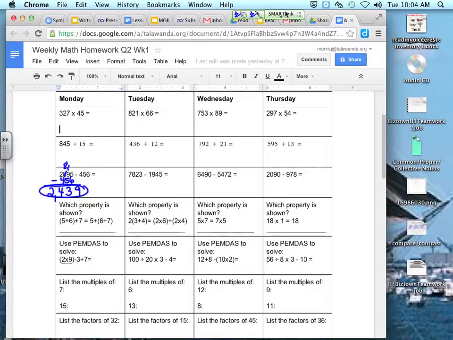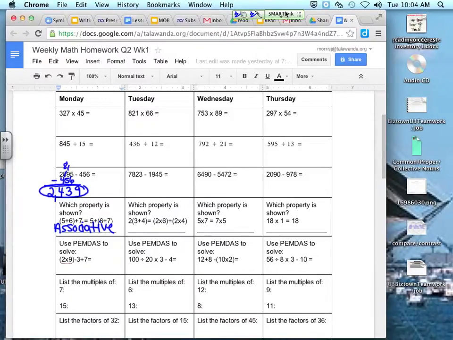Which property is shown here? We had 5 plus 6 in parentheses plus 7, and they moved the parentheses. Are they changing the order or the groups? Ernie? The groups. What property goes along with the grouping property? Jillian? The associative property. Good. Remember, associative is the grouping property. Commutative changes the order. Okay?